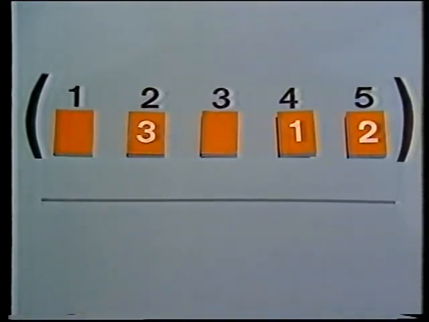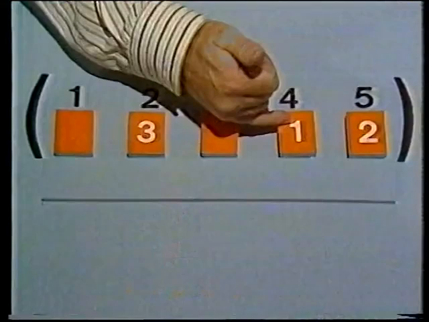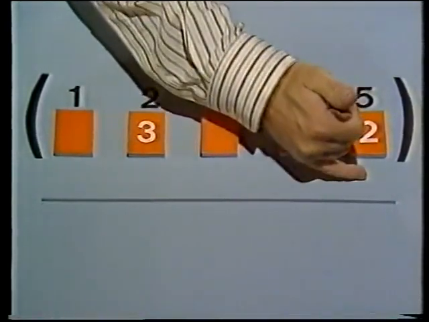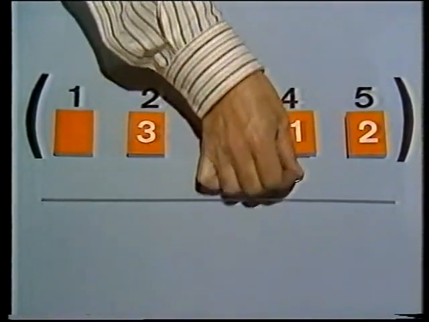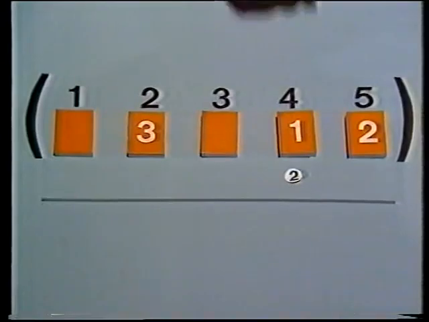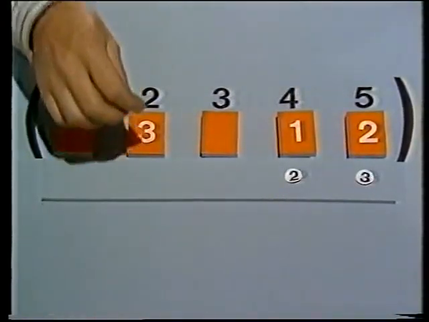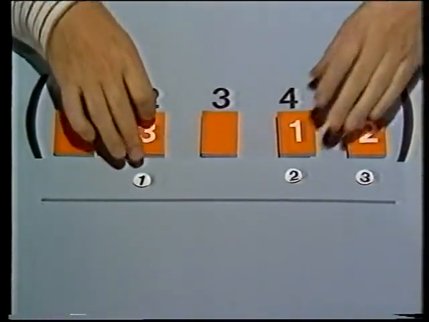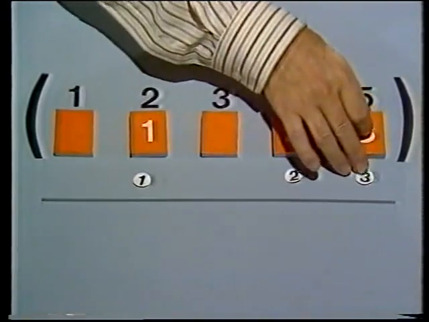K inverse has just given me a new set of labels. Well, I then want to apply 1, 2, 3. That tells me 1 has got to go to 2, 2 has got to go to 3, 3 has got to go to 1. Well, let's be careful about this just to make sure we don't get it wrong. 1 has got to go to 2, 2 has got to go to 3, and 3 has got to go to 1. Well, now that we've got our check, we can do it. 1 is going to go there, 2 is going to go there, and 3 is going to go there.